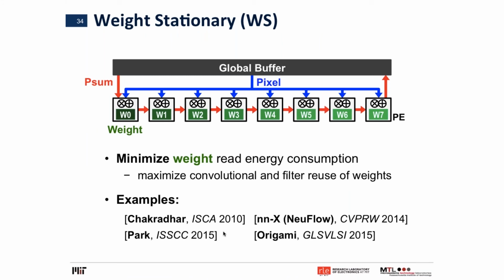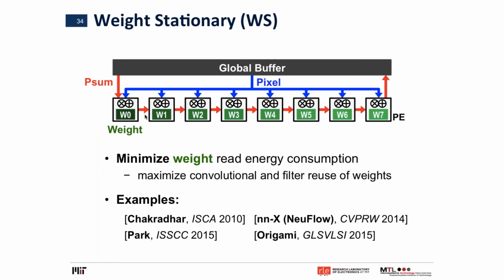One is what we call weight stationary. The idea is that within the register files, we store the actual weights of the neural network. So the weights don't move. You're always reading the weights from the cheapest memory, which is the register file memory. The trade-off, of course, is that the partial sums and the pixels will have to move through the array itself and come from the global buffer, which could be more expensive.